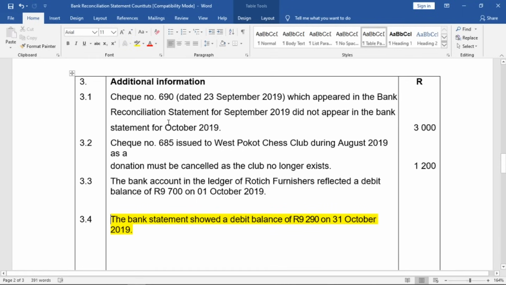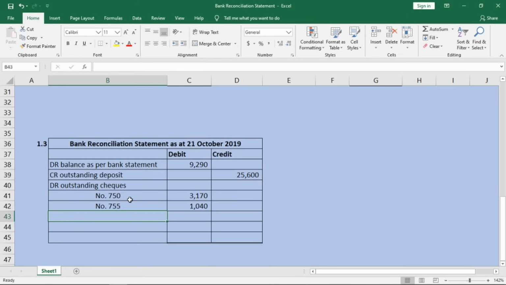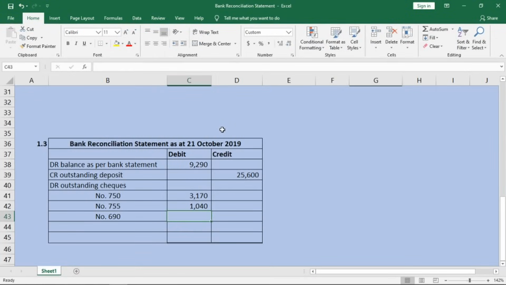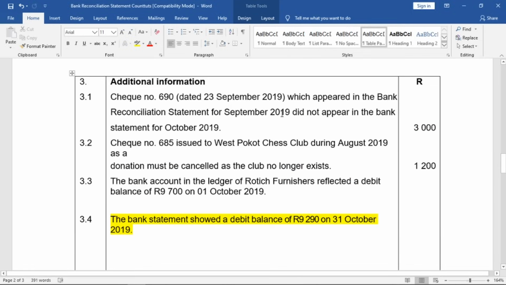So we continue and write check number 690. Now remember, it didn't appear, and it's a check that we paid out, so we write down there 3,000 for this one here. So it's very important for you to note that if they told you that it appeared in last month's bank reconciliation statement but not in this month's bank statement, put it in the bank reconciliation statement again.